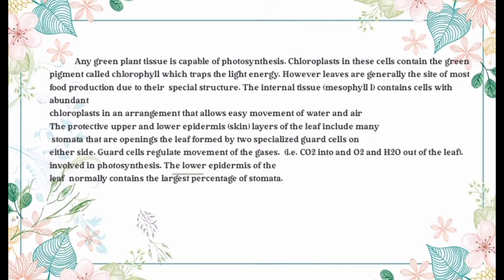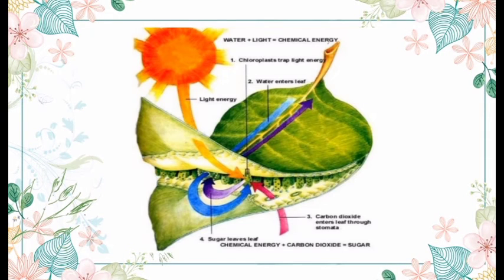The protective upper and lower epidermis layers of the leaf include many stomata, which are openings in the leaf formed by two specialized guard cells on either side. Guard cells regulate movement of the gases. The lower epidermis of the leaf normally contains the largest percentage of stomata. So this picture shows how photosynthesis happens in a plant, or specifically in a leaf.